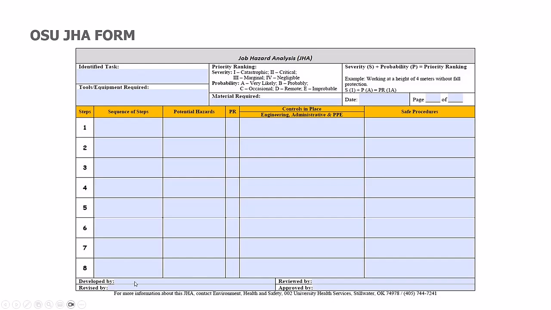Who's it going to be developed by? Who's the person actually coming up with this? Who's going to review it? And also who's going to revise it? And who's actually going to make the final approval for this particular job hazard analysis within your workplace?